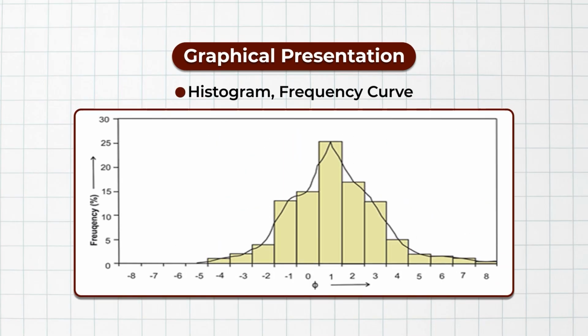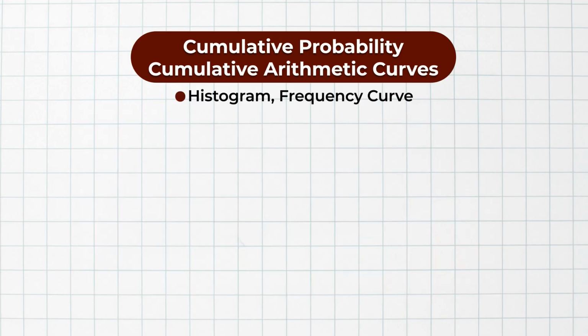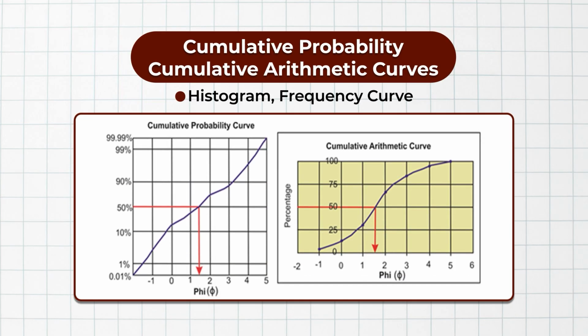Graphically, this can be shown either in the form of a frequency curve or by a histogram. You can see here the phi scale is given at the bottom and the frequency on the other side, so you can get a peak like this. The cumulative arithmetic curve, or cumulative probability curve, looks like this. You have a phi scale on this axis and percentage on the other side, and the probability curve has this particular shape, while the cumulative arithmetic curve has a very gentle slope.